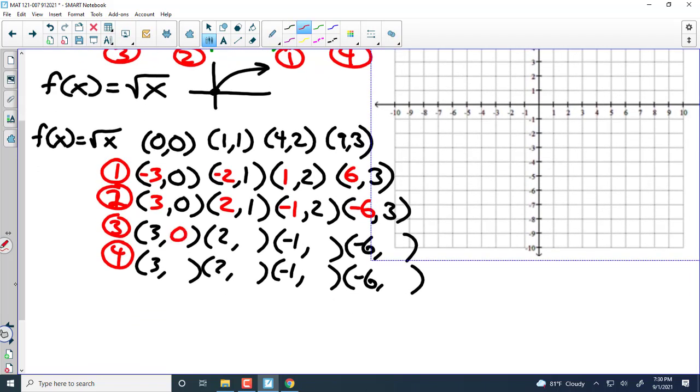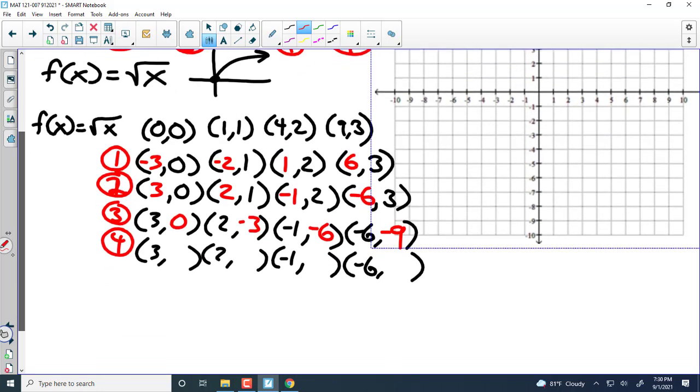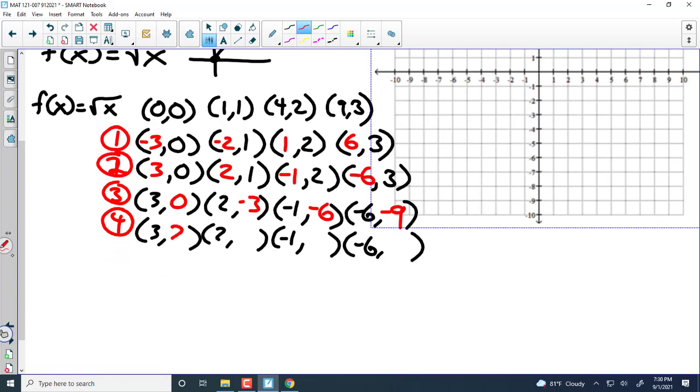0 times -3 is still 0. 1 times -3 is -3. 2 times -3 is -6. 3 times -3 is -9. That's both the reflection and the stretching step. The last step is the vertical shift. Vertical shift always comes last. I'm going to add 2 to every y. 0 plus 2, -3 plus 2, -6 plus 2, and -9 plus 2.